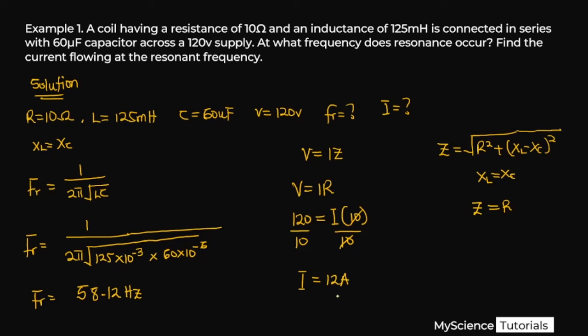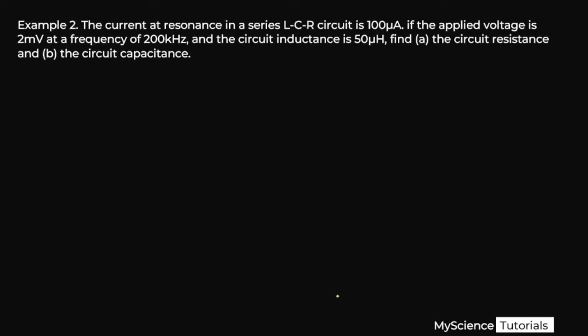Alright, so let's have a look at the second example. We have the current at resonance in a series LCR circuit is 100 microamperes. If the applied voltage is 2 millivolts at a frequency of 200,000 hertz and the circuit inductance is 50 microhenry, we have to find the circuit resistance and then the circuit capacitance. Alright, so let's look at all the parameters that we have in this particular question. So we write down our solution.